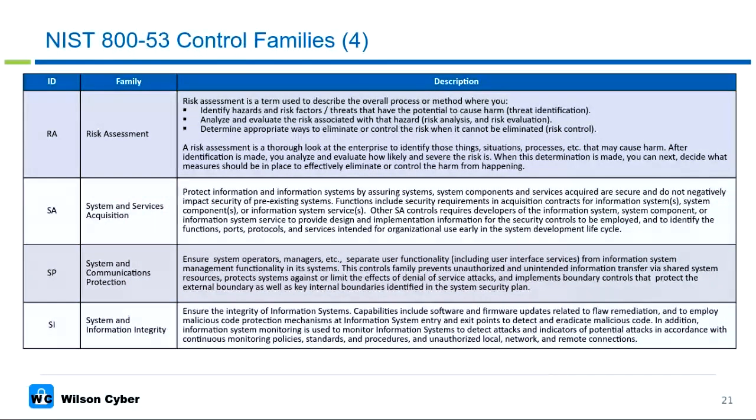System and information integrity. Ensure the integrity of information systems. Capabilities include software and firmware updates related to flaw remediation, and employing malicious code protection mechanisms at information system entry and exit points to detect and eradicate malicious code. In addition, information system monitoring is used to detect attacks and indicators of potential attacks, in accordance with continuous monitoring policies, standards, and procedures, and to detect unauthorized local, network, and remote connections.